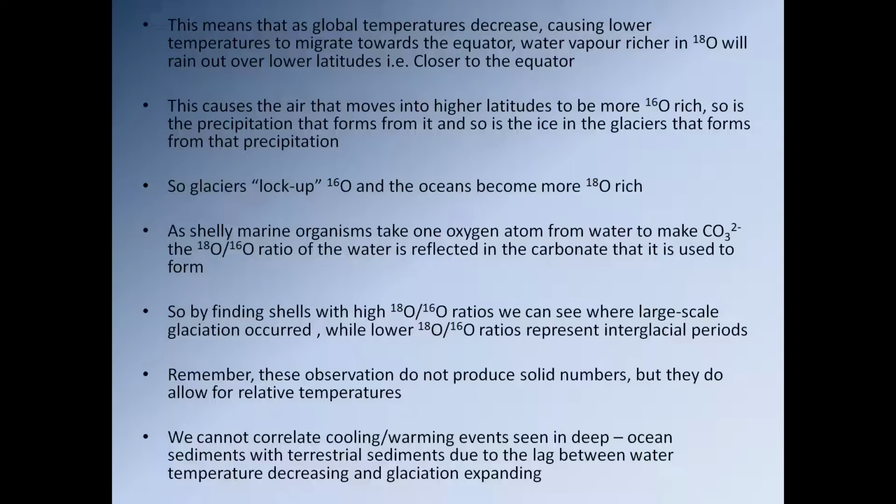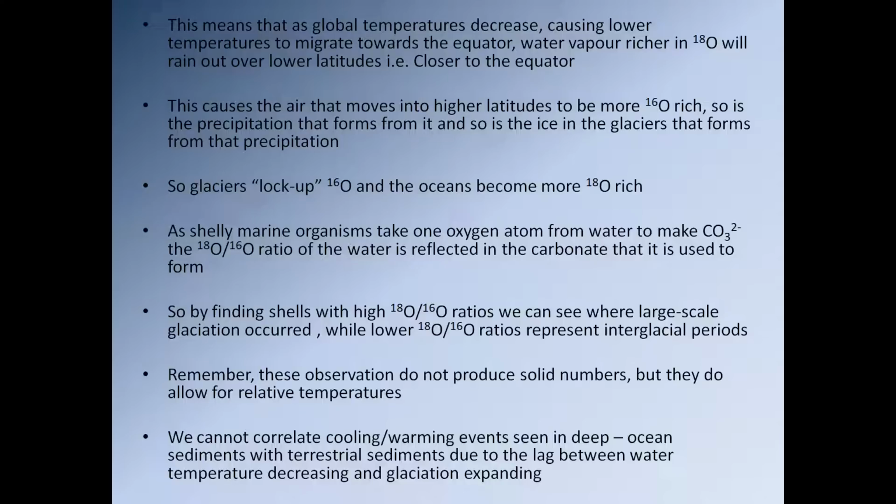So another interesting situation we have is that we cannot correlate the cooling and warming events we see in the oceans with the terrestrial sediments because there's a lag between the two. So on land, we can see the glaciers begin to expand, and we can see that in the glacial sediments. Well, obviously, it takes a little while for that expansion to be seen in the seawater, and therefore in the calcium carbonate that's used to make the shells of the animals.